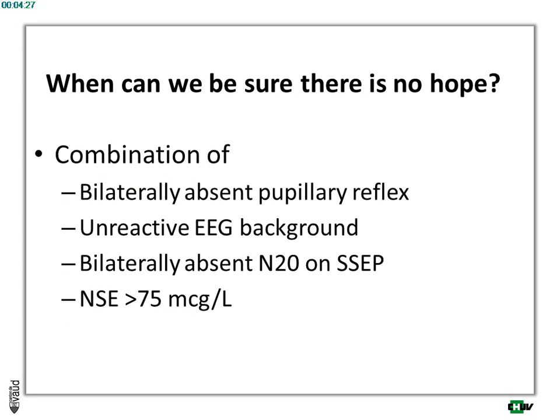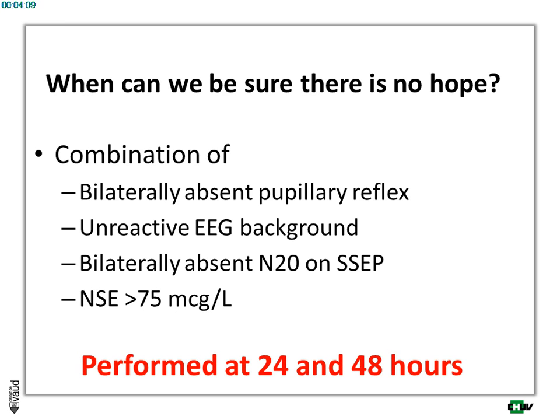And then we're more or less sure that we can probably stop doing anything if there's the absence of brainstem reflex, no responsive EEG, bilaterally absent N20 on SSEP. Sometimes patients have an EEG that's reactive and NSC at 40. You need to continue. So you need to have various tests.